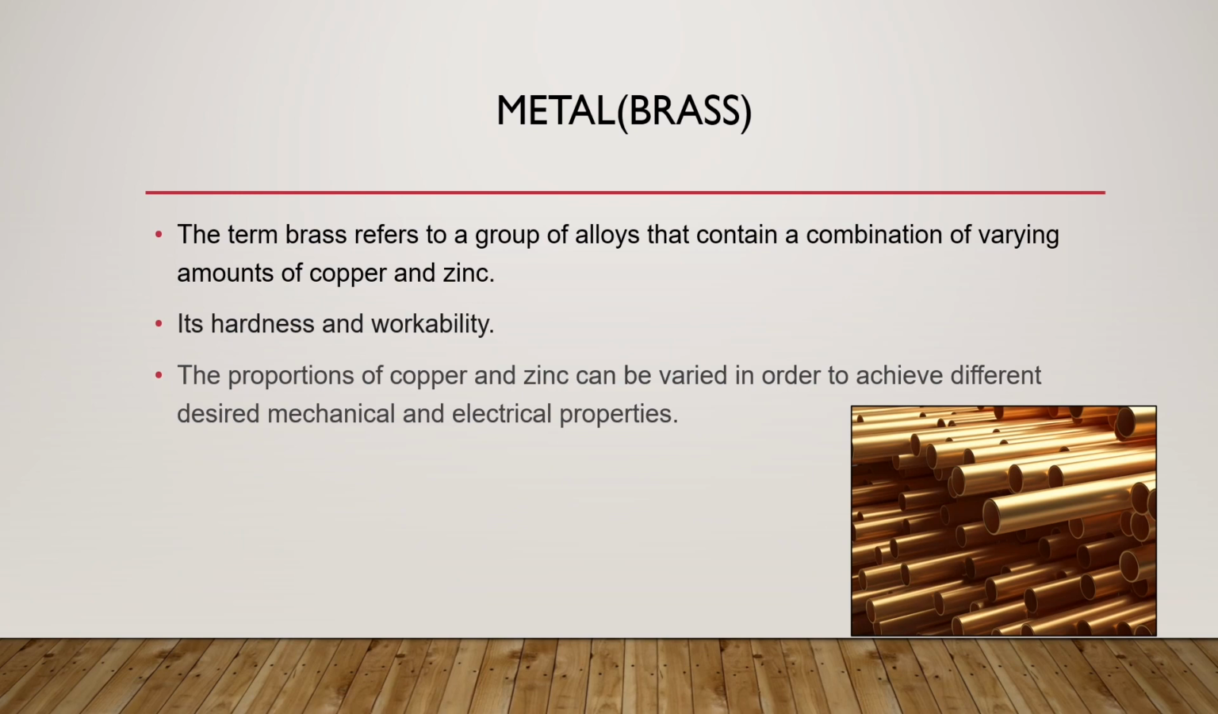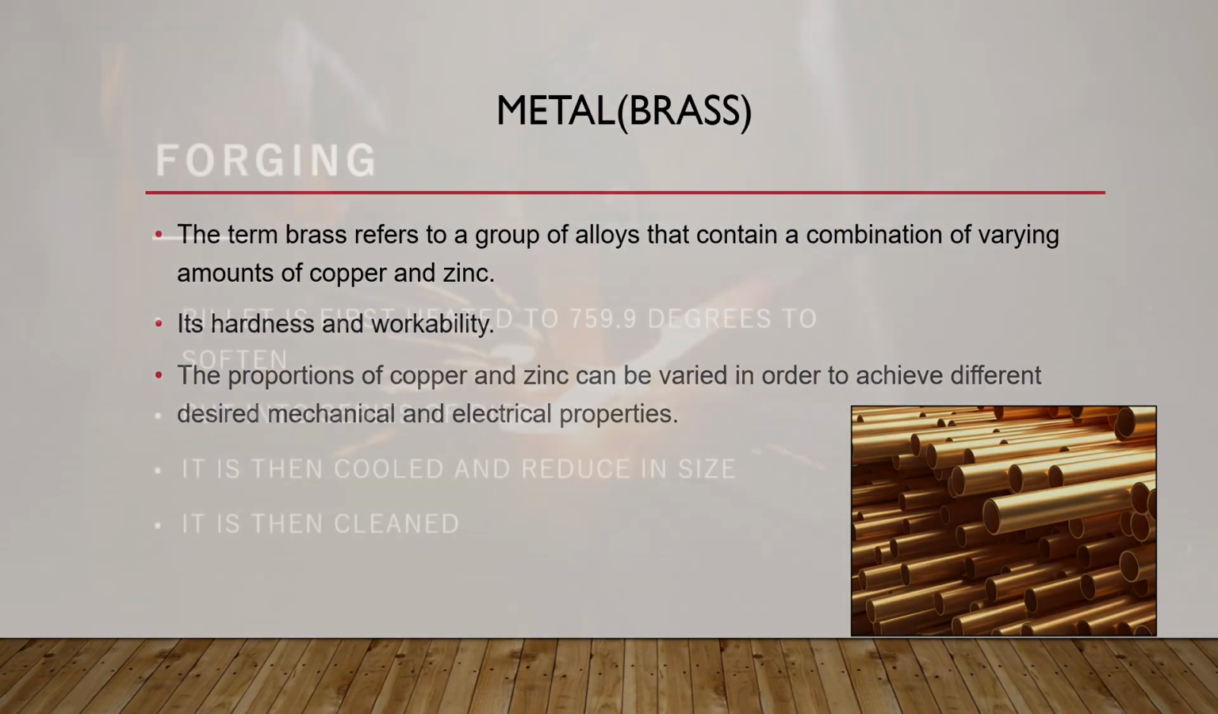An important raw material to make a doorknob is the metal brass. First, the term brass refers to a group of alloys that contain a combination of varying amounts of copper and zinc. Second, its hardness and workability. Lastly, the proportion of copper and zinc can be varied in order to achieve different desired mechanical and electrical properties.